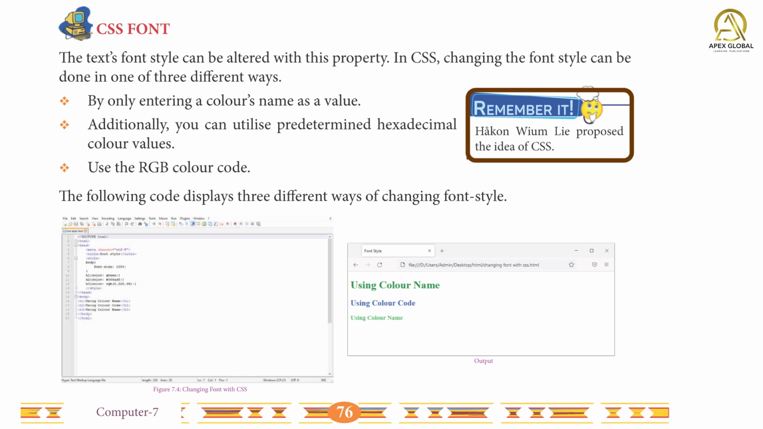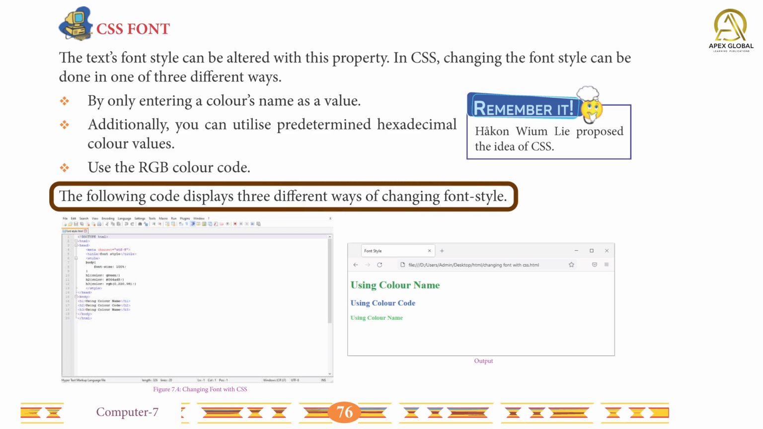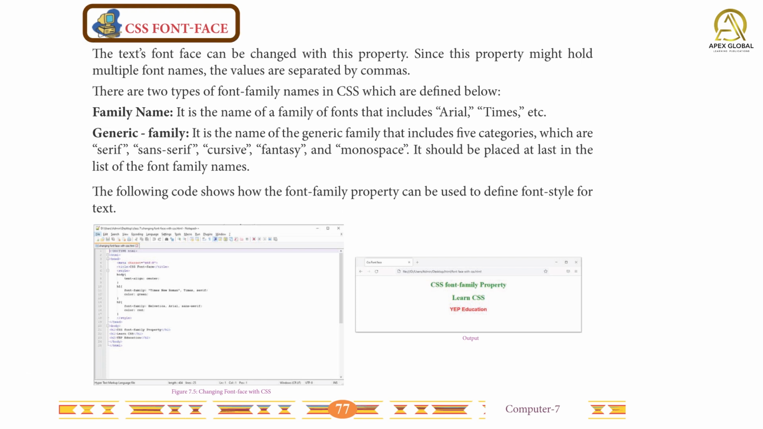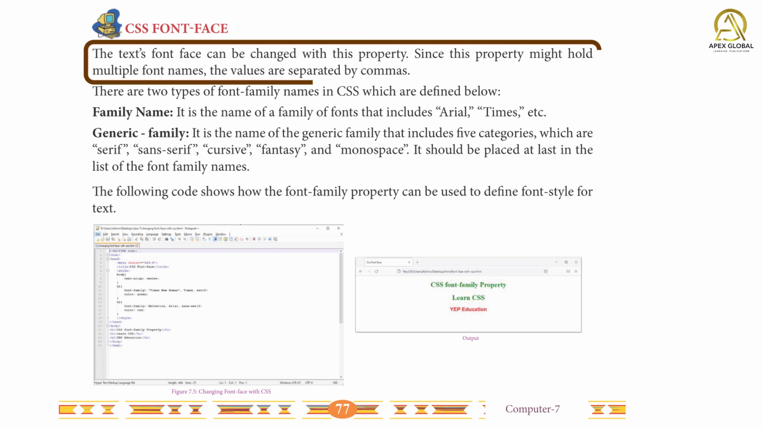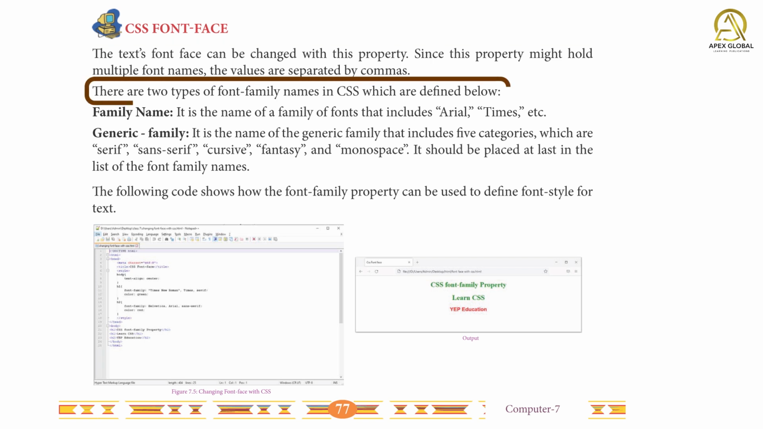Remember it. Hakon Lie proposed the idea of CSS. The following code displays 3 different ways of changing font style. CSS font face. The text font face can be changed with this property. Since this property might hold multiple font names, the values are separated by commas. There are 2 types of font family names in CSS which are defined below.